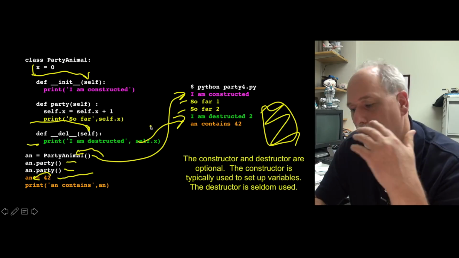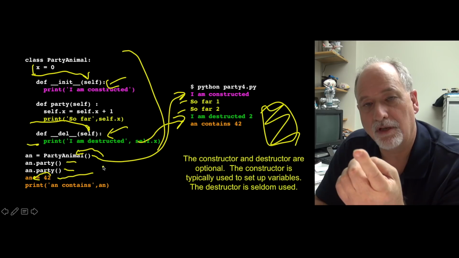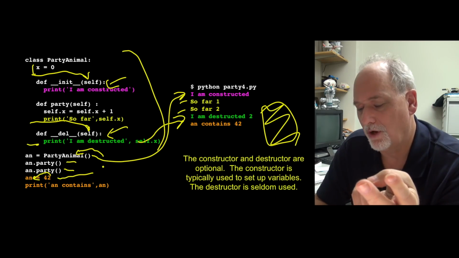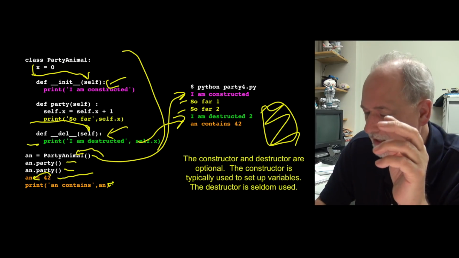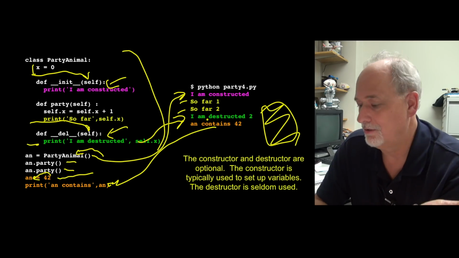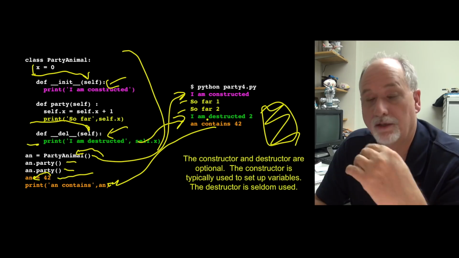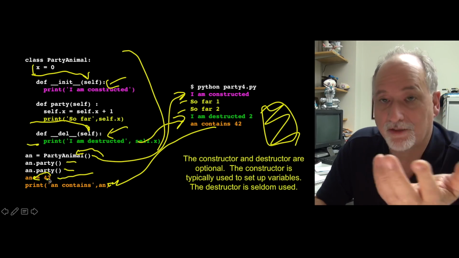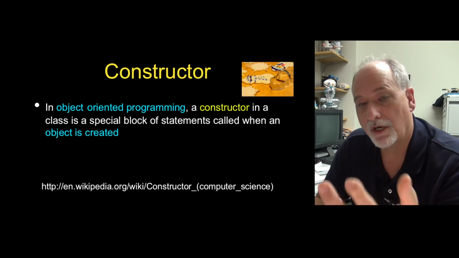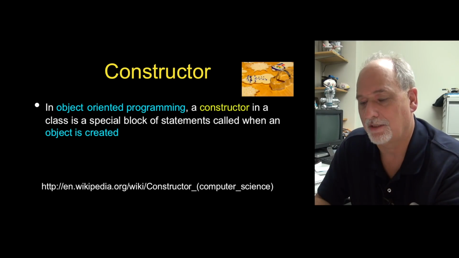So we are allowed, as the builder of these objects, to add these little chunks of code that say, I want to be involved at the moment this object is created, and I want to be involved at the moment that this object is destroyed. Now, in this last line, an is no longer a party animal. an is now an integer. It's got a 42 in it. It's gone. It's been created, it was used, and then it was destroyed. Okay? So you've got to be careful. If you overwrite something, you can throw the object away. So the constructor is a special block of code that's called when the object is created to set the object up.